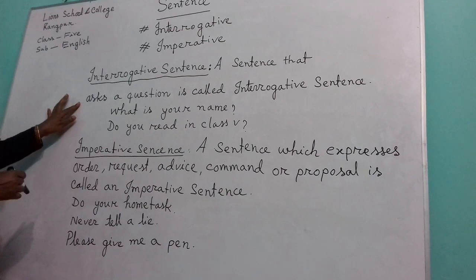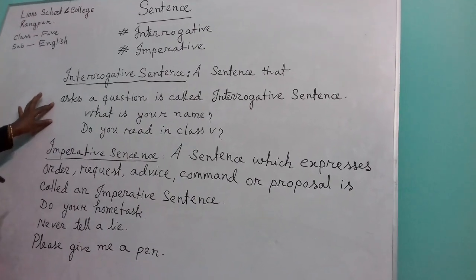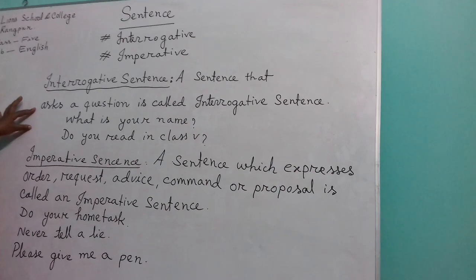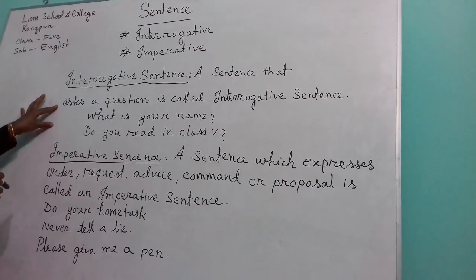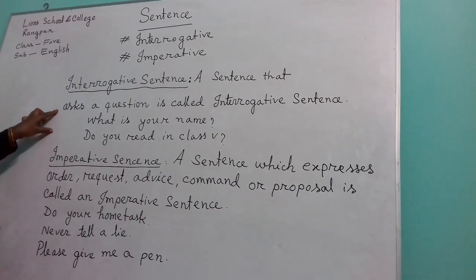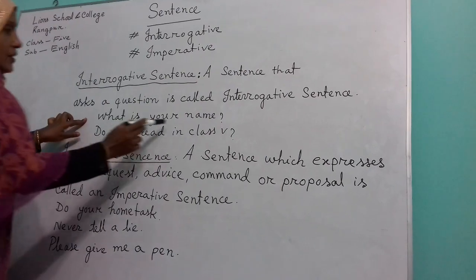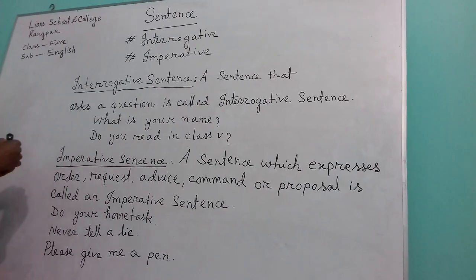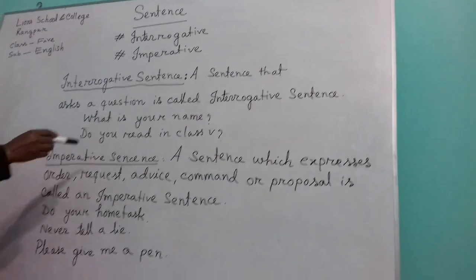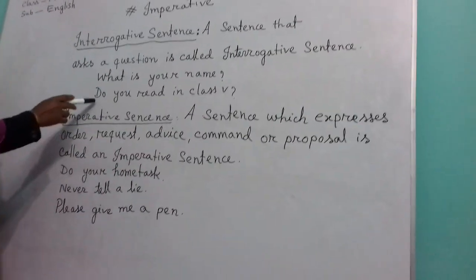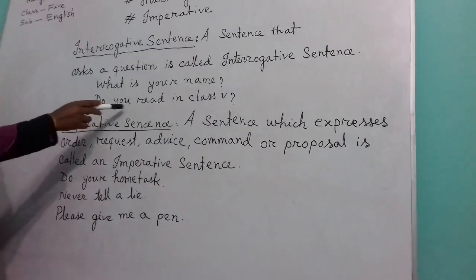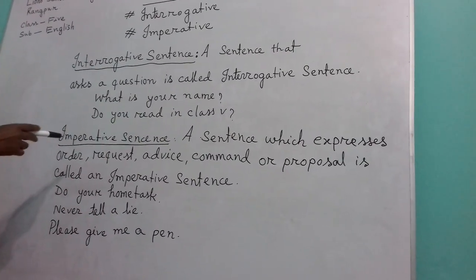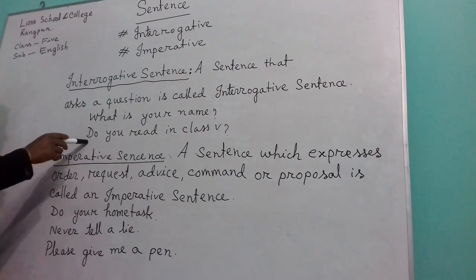That means একটি সেন্টেন্স দিয়ে যখন কোনো প্রশ্ন জিজ্ঞেস করা হয়, সেই সেন্টেন্সটি বা সেই বাক্যটি হচ্ছে প্রশ্নবোধক বাক্য বা ইন্টারোগেটিভ সেন্টেন্স বলে। As for example, what is your name? Look, what is your name? This sentence asks you a question. What is your name? Next, look, do you read in class 5? Do you read in class 5? This sentence also asks a question.